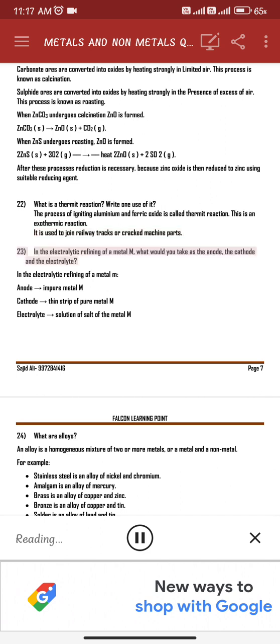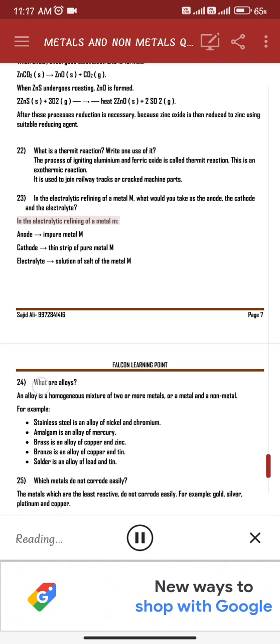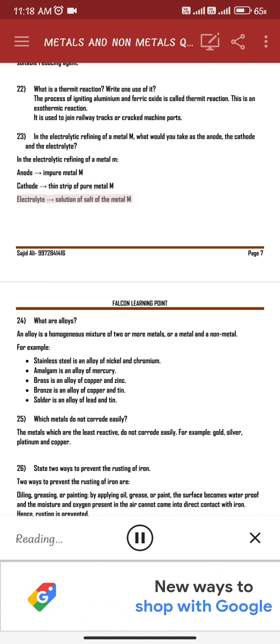23. In the electrolytic refining of a metal M, what would you take as the anode, the cathode and the electrolyte? In the electrolytic refining of a metal M, anode → impure metal M. Cathode → thin strip of pure metal M. Electrolyte → solution of salt of the metal M.